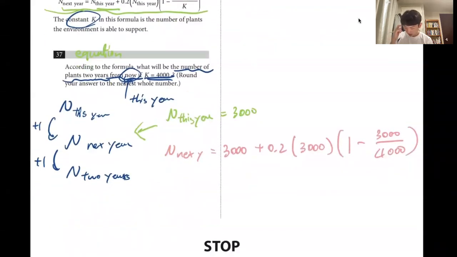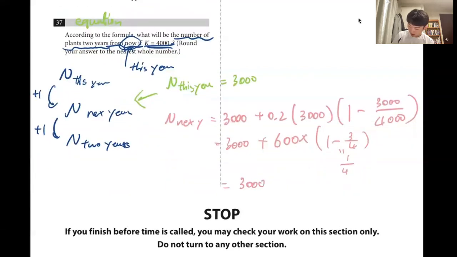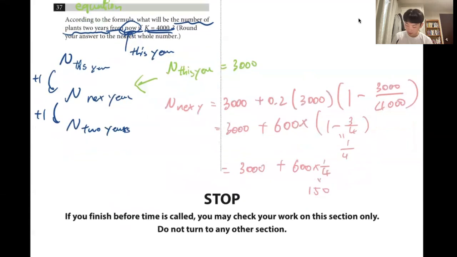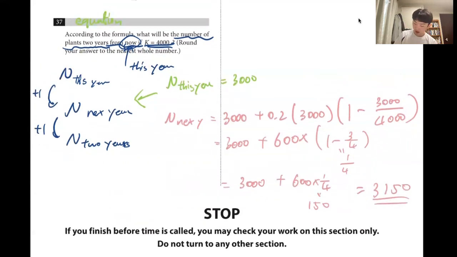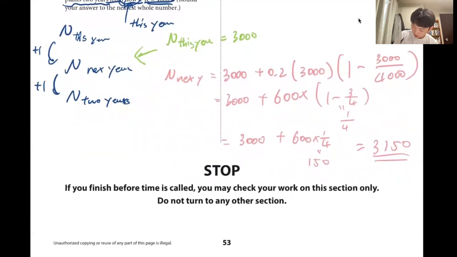When you calculate this, 3,000 plus 600 multiplied by 1 minus 3/4, which is 1/4, and you will get 3,000 plus 600 multiplied by 1/4, which is, what is it? 150. Yeah. So 3,150 is the amount of next year. So let's see the next situation here.